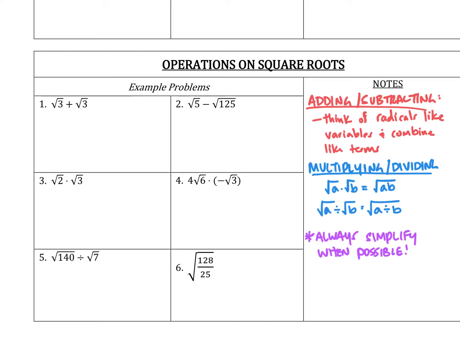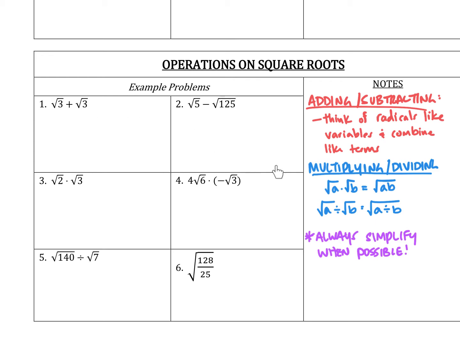So what we're going to take a look at here is how we can perform certain operations on terms with square roots. Over here in the notes section, I've put our guiding principles for how we're going to do this. When we add and subtract square roots, we're going to think of radicals like variables. We're going to apply the same rules that we would apply with variables, and we're going to combine like terms. So you can see we're going to do that in 1 and 2, and I'll get to that in just a second.